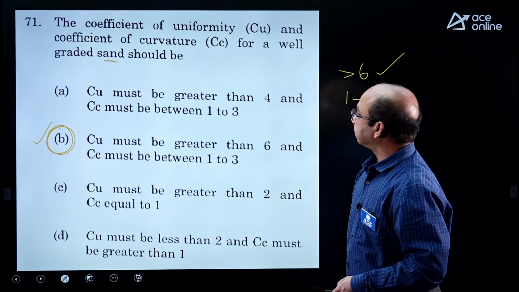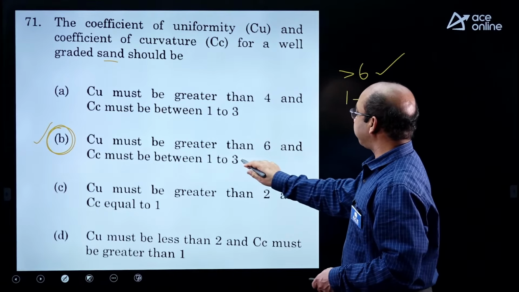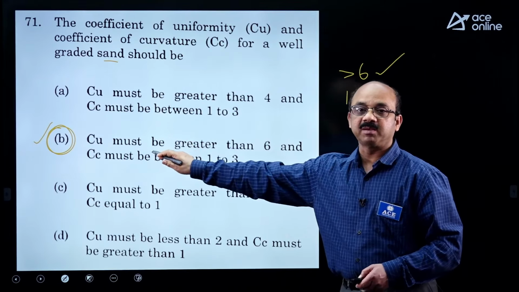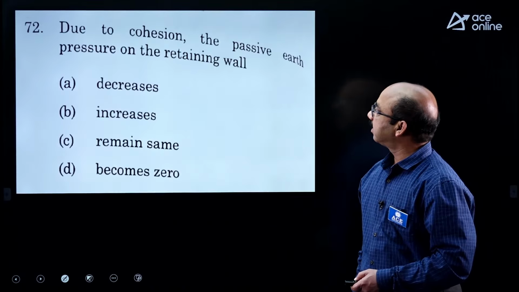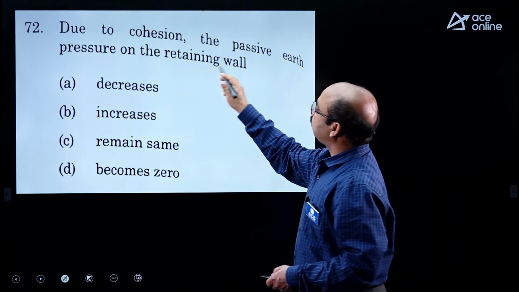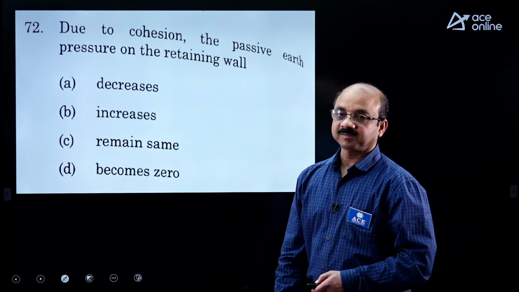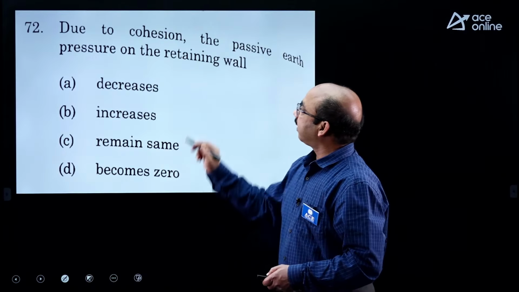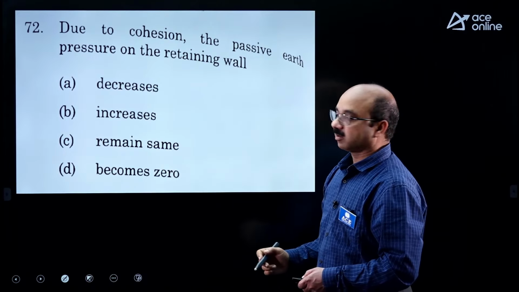Remaining are irrelevant. Cu more than 6 and Cc must be between 1 and 3. B is the option B. Due to cohesion, the passive earth pressure on the retaining wall. Be careful, it's not active. What he said, passive pressure on the retaining wall.